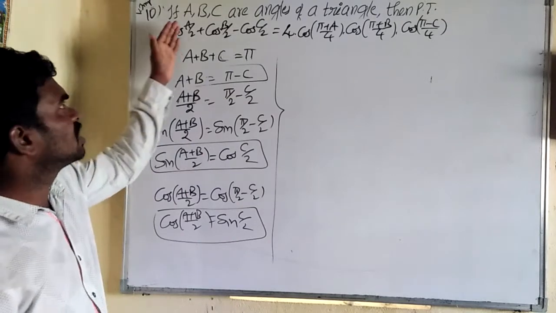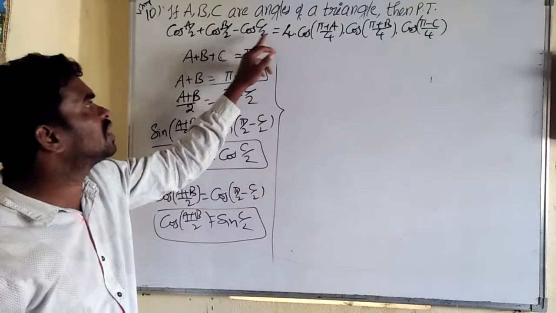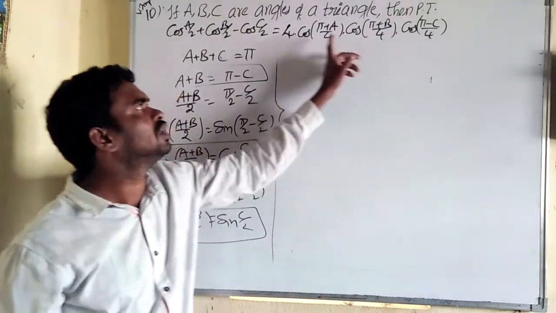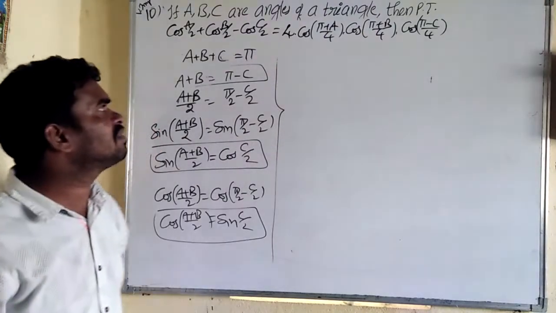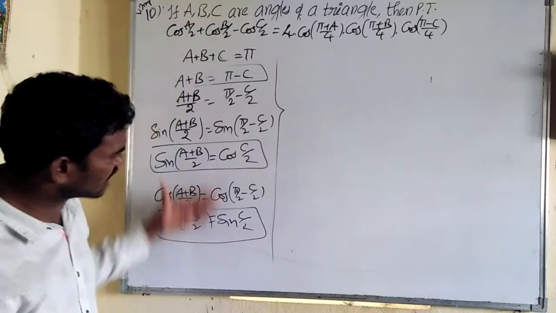Next, 10th question: if A, B, C are angles of a triangle, then prove that cos A/2 + cos B/2 - cos C/2 is equal to 4 cos(π+A)/4 cos(π+B)/4 cos(π-C)/4. These are positives. In the previous question, negatives were there. So this concept is the same for every question. Okay, first write it as it is.